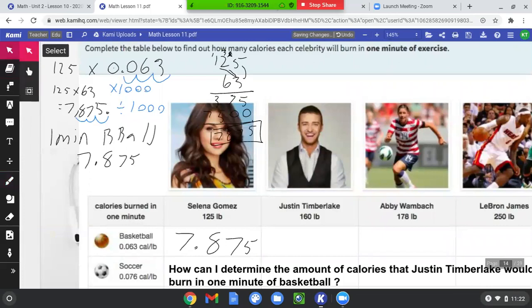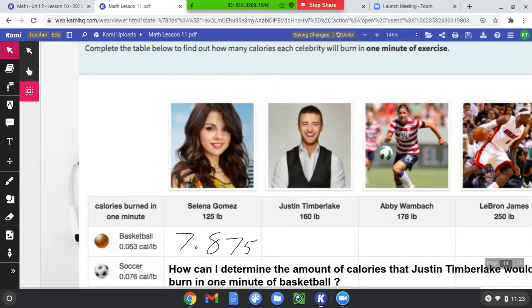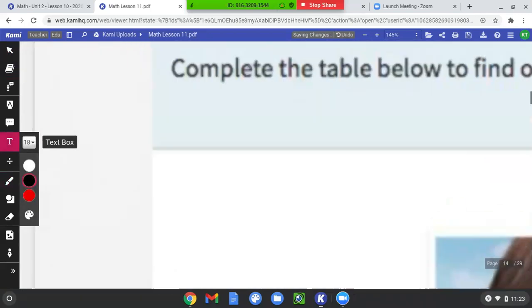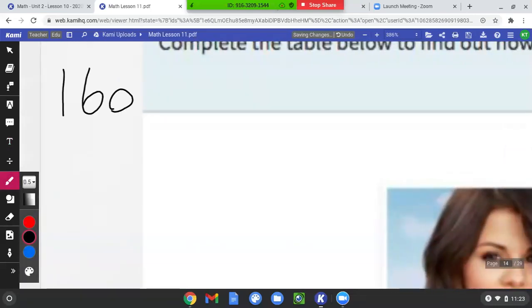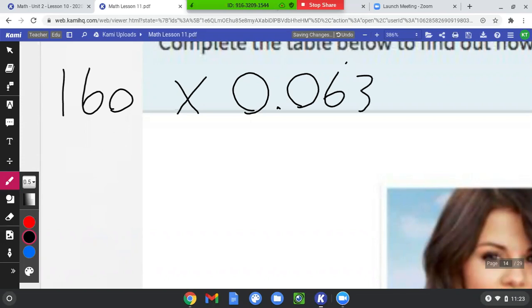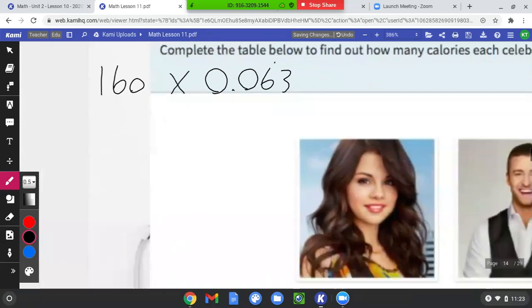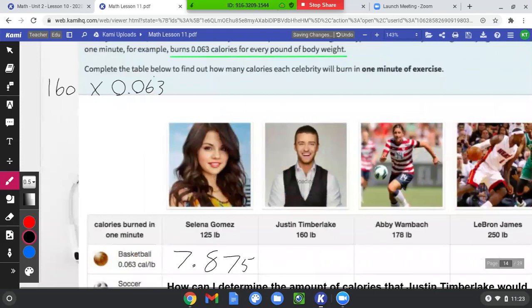Now, I want y'all to pause the video and do the same thing for Justin Timberlake. Let's look at his weight. He weighs 160 pounds. So y'all need to multiply 160 times the rate, which was 63 thousandths. Multiply these, and when you are done, start the video. We are doing 1 minute of basketball. How many calories would that burn? We are multiplying. Remember, we scale up to a friendly place value. Multiply. Scale down to the original place value.